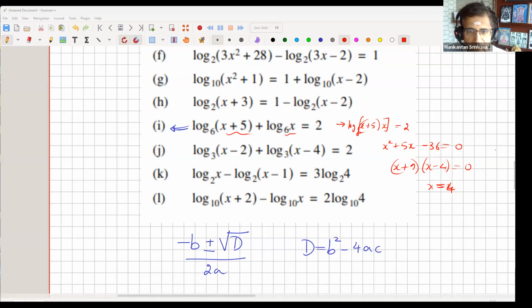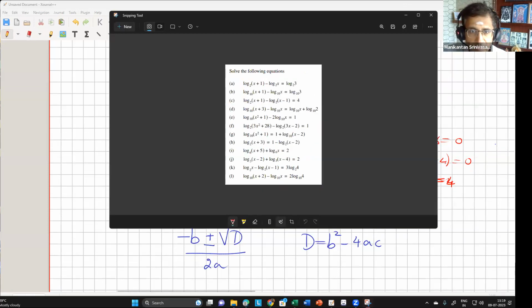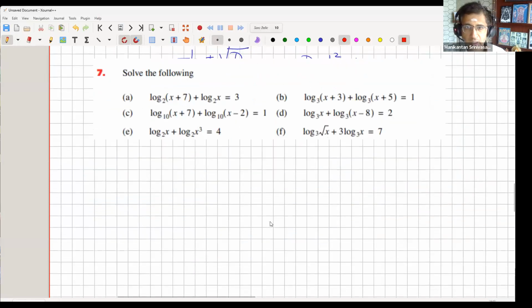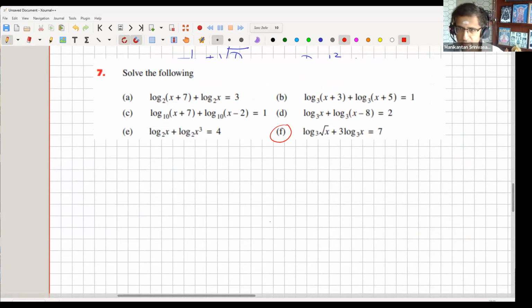Simplify. Okay, let's do more solving questions. Yeah, can we do question F? Okay, sometimes the print is not very clear, but you can deduce, right?